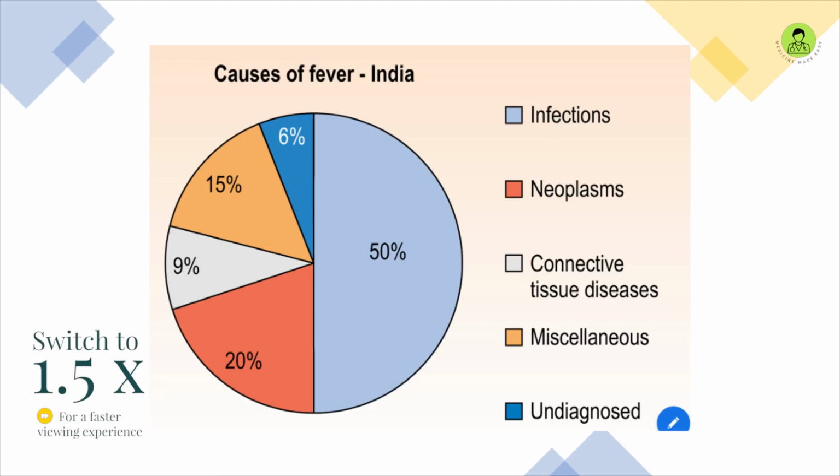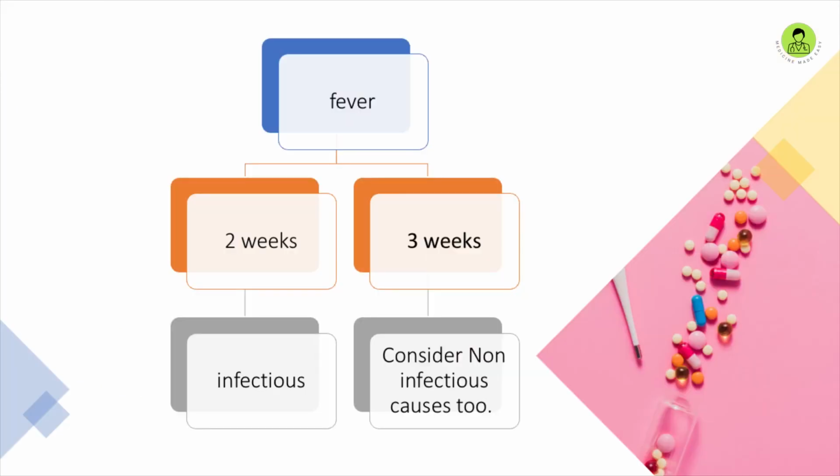Among the most common causes of fever in India, infections contribute about 50%, neoplasms 20%, connective tissue disorders 9%, miscellaneous causes 15%, and the remaining 6% are undiagnosed. A fever of duration less than 2 weeks is mostly infectious, and if the duration of the fever is more than 3 weeks, consider the non-infectious causes of the fever also.